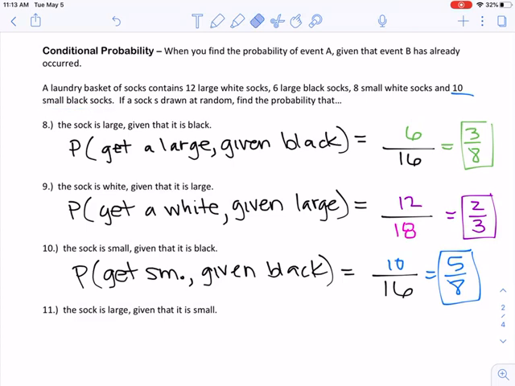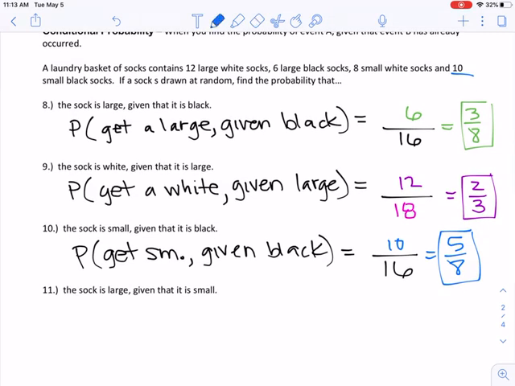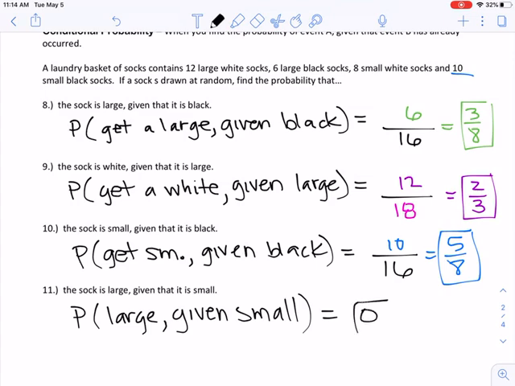Number 11 says, find the probability that the sock is large given that it is small. Well, this obviously is going to be 0. The probability that I can get a large sock, given that it's a small sock, there are no socks that are both large and small, so that would be 0.